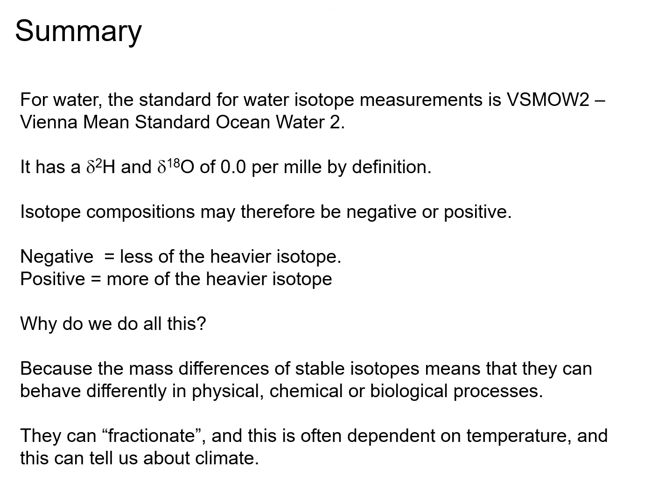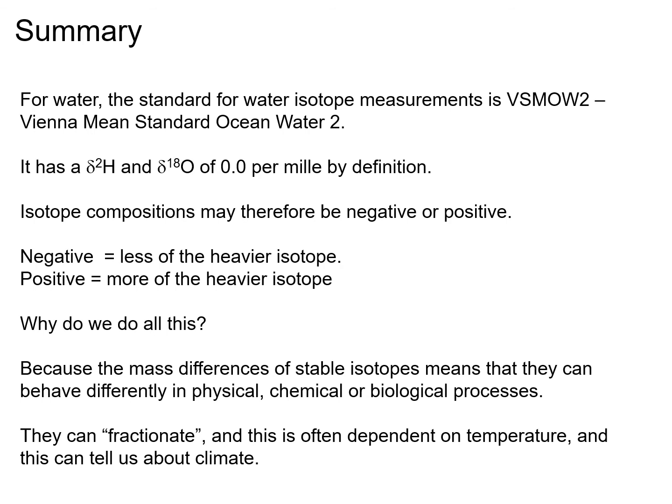So when you see that a water isotope value is in delta notation with a per mil symbol at the end, and it says VSMOW or VSMOW2, you know it's relative to the standard, which is ocean water. Isotope compositions may therefore be negative or positive compared to the standard. A negative value means there's less of the heavier isotope compared to the standard, and a positive value means there's more of the heavier isotope compared to the standard.